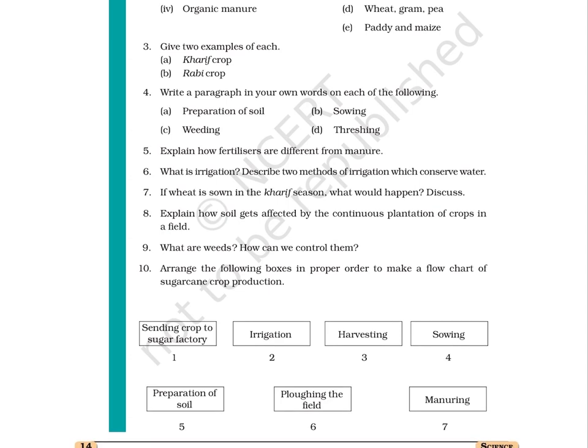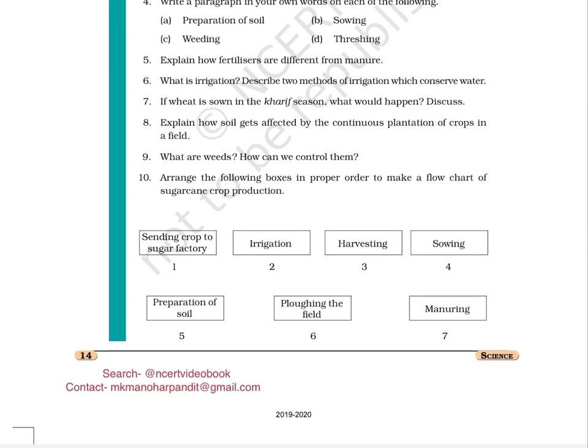Third, give 2 examples of each. A. Kharif crop. B. Rabi crop. Fourth, write a paragraph in your own words on each of the following. A. Preparation of soil. B. Sowing. C. Weeding. D. Threshing. Fifth, explain how fertilizers are different from manure. Sixth, what is irrigation? Describe 2 methods of irrigation which conserve water.